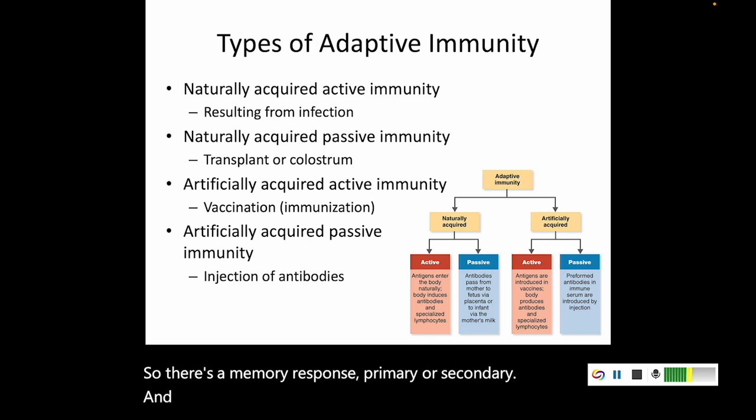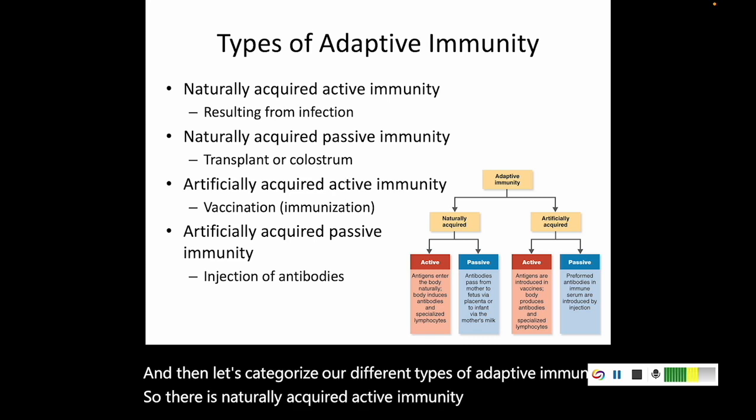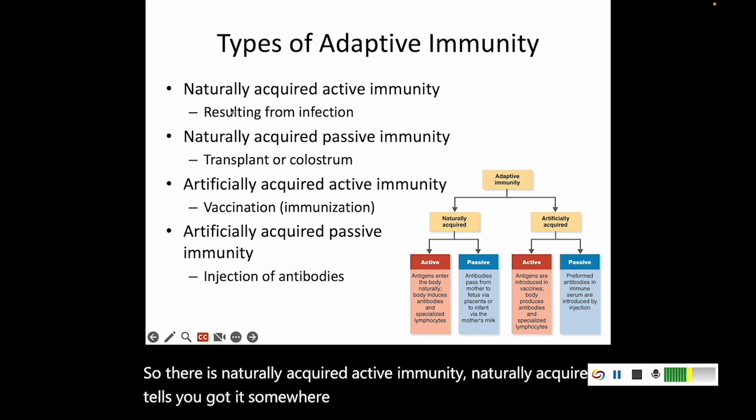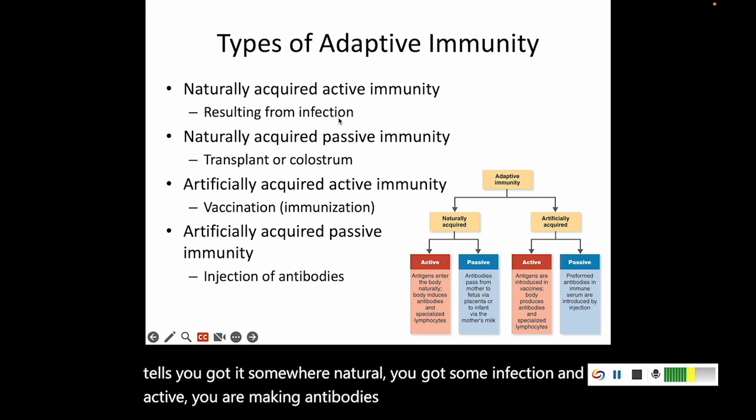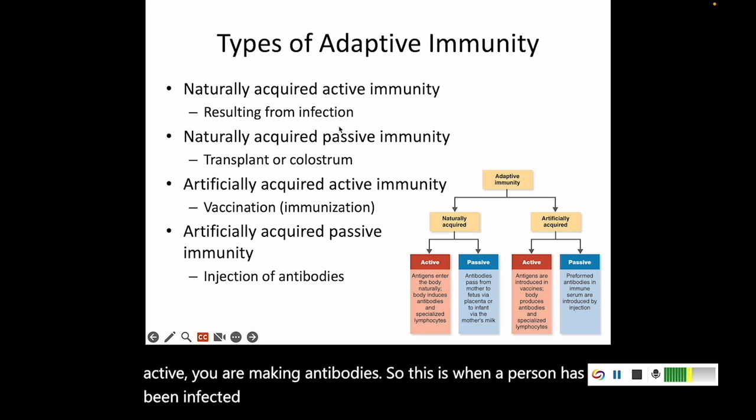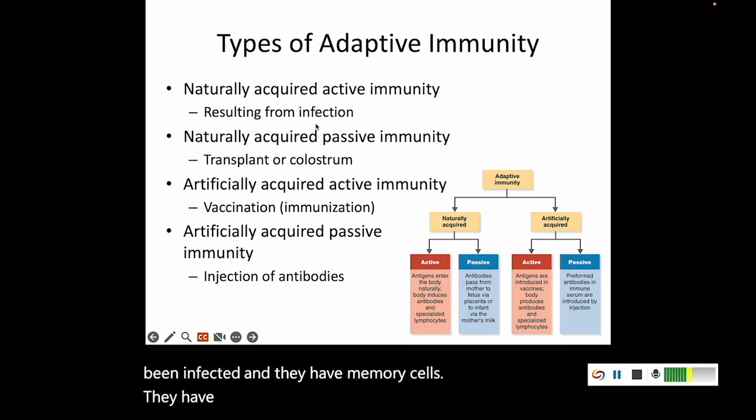And then let's categorize our different types of adaptive immunity. So there's naturally acquired active immunity. Naturally acquired tells you that you got it somewhere natural, you got some infection, and it's active. You are making antibodies. So this is when a person has been infected and they have memory cells, they have active B cells and T cells.